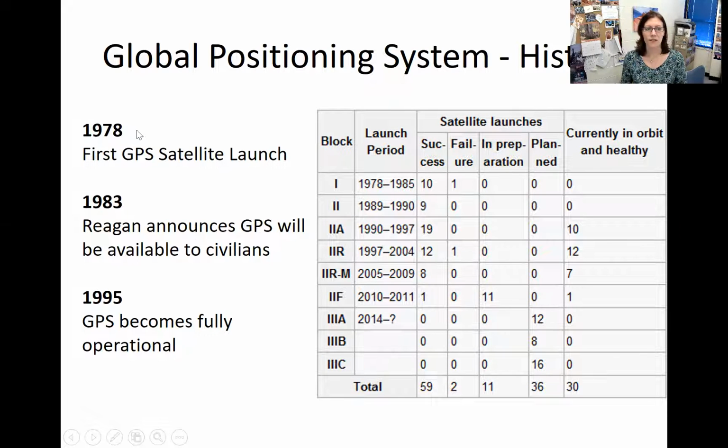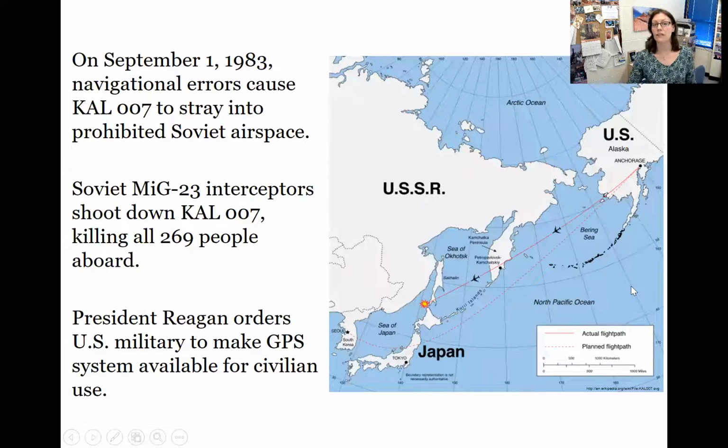The change from the original satellites launched for military uses only into civilian technology was actually caused by a tragedy that happened in 1983. There was a Korean Airlines flight. This is before planes had GPS installed on them. It was flying from Anchorage to Seoul, and it got off track because it didn't have any kind of GPS on it, and it meandered into Soviet airspace. So this is 1983, at that point Soviet airspace, and it was shot down and killed everybody on board.